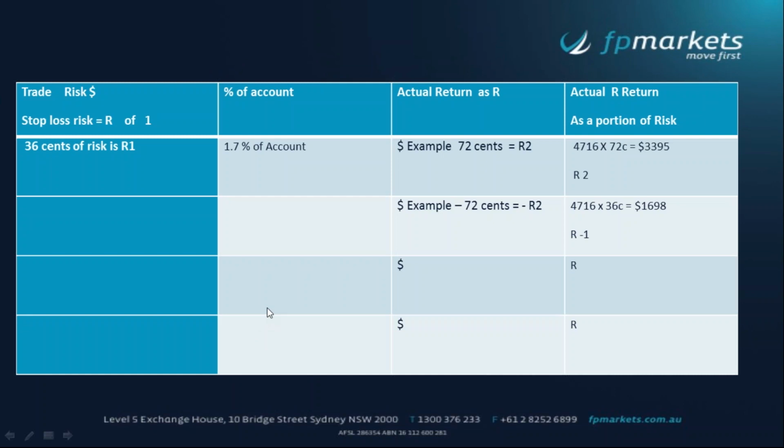You can start to build a spreadsheet of this type of thing. I did mine on a Word document essentially, but you can build a spreadsheet, just a bit of a journal about your trade, what you're risking in there. As an example, if the trade returned 72 cents, it would be an R2 return. You won 2 times what you actually risked in the trade, and if your stop loss was at 36 cents and it lost 72 cents, it would simply be a minus R2, for whatever reason. Could be a gap, could be news, could be anything.